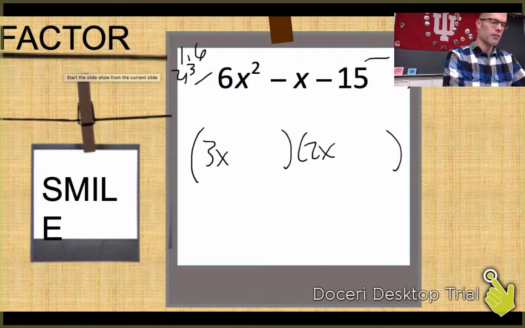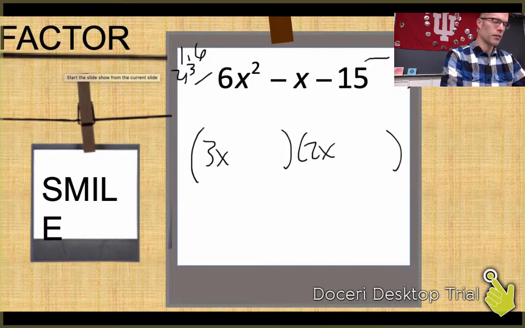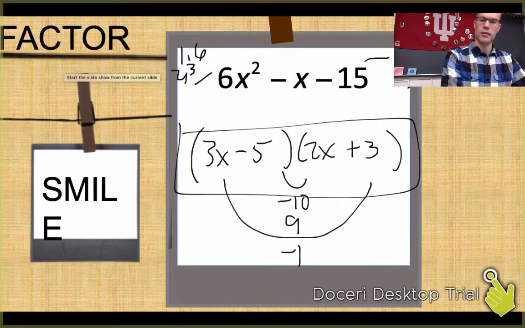Alright, so remember, since our c value is negative, that means my signs have to be opposite. So I'm going to put the negative 3 here, I'm going to put the positive 5 here, and let's check it. So that's going to give me 15, that's going to give me negative 6, which gives me 9, not negative 1. Okay, so let's switch them. Let's put the 5 over here, and we'll put the 3 over here. So that's going to give me positive 9, that's going to give me negative 10, which gives me negative 1, which is what I want. So there's my factor.